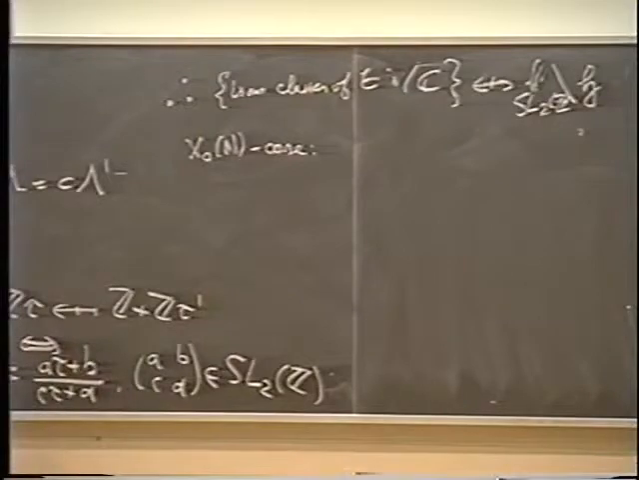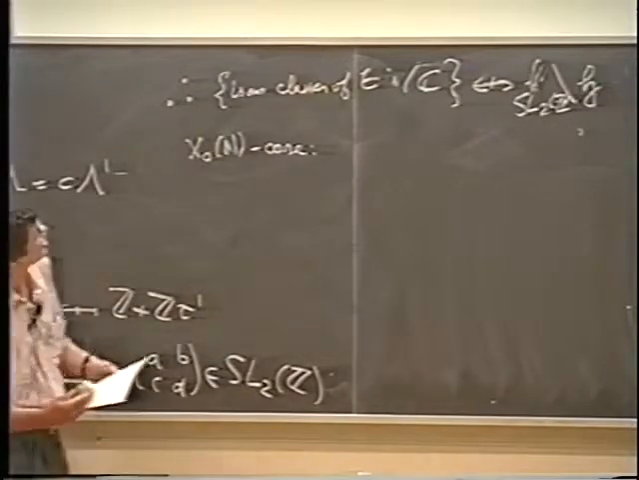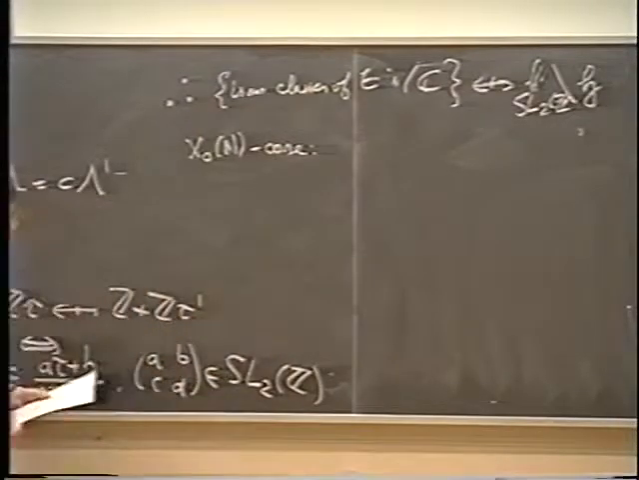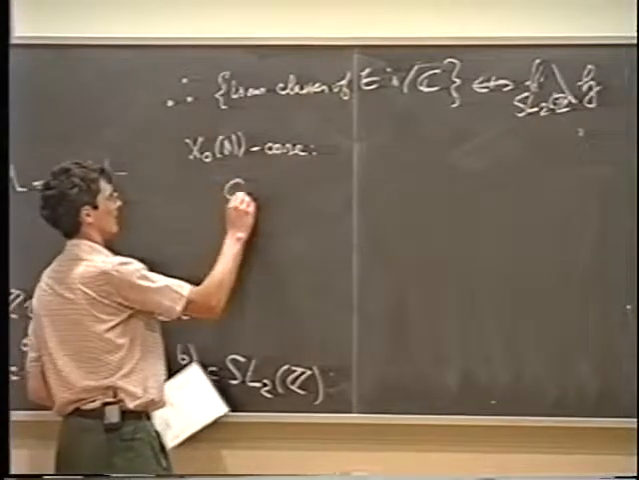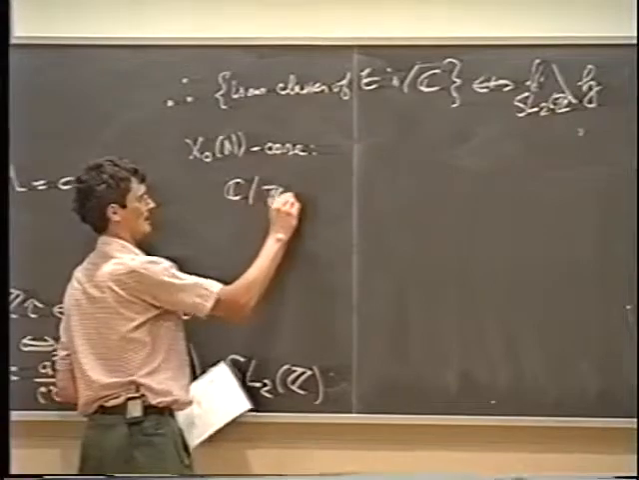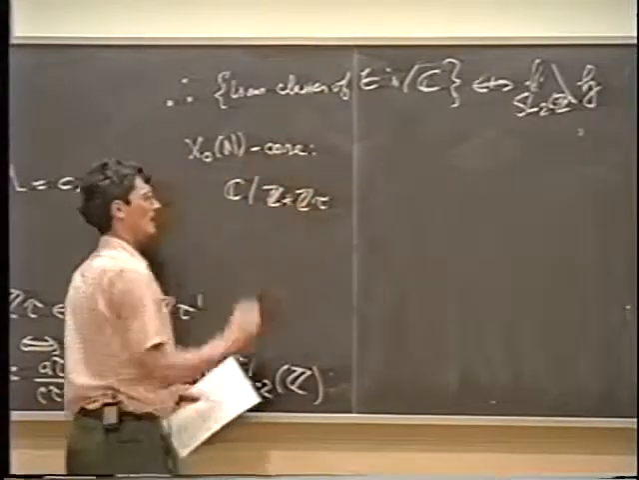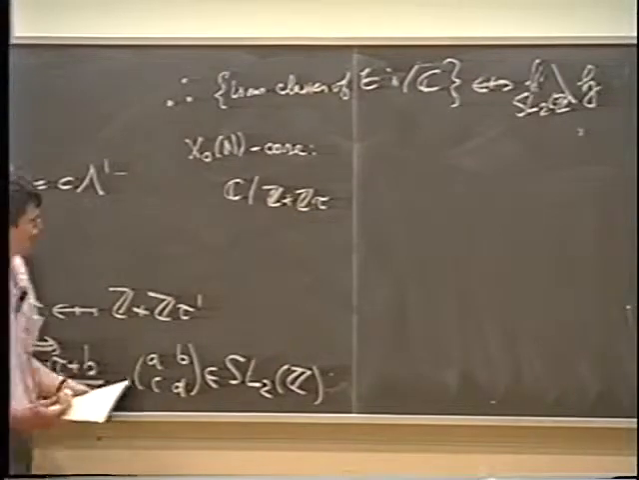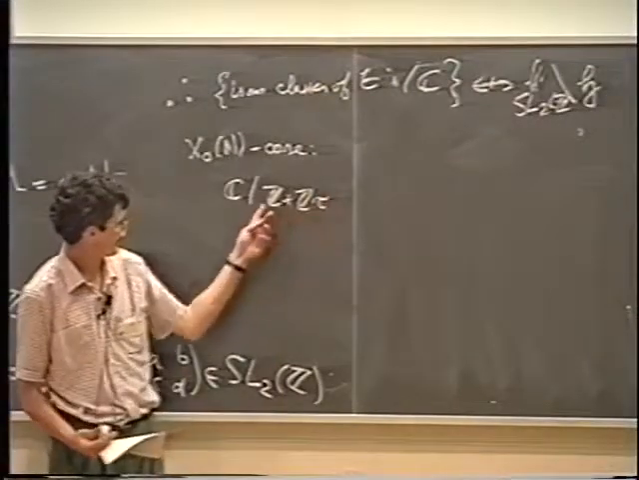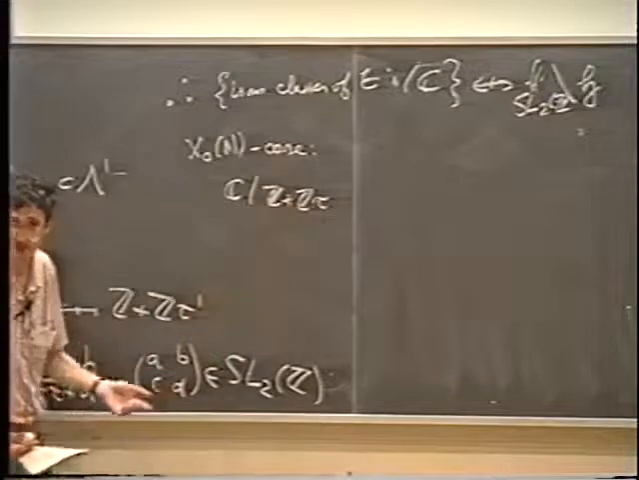Recall x0n had to do with pairs, an elliptic curve and a cyclic subgroup of order n. So what does that mean in our case? It means we have C modulo Z plus Z times tau plus a cyclic subgroup of order n. This means we have something here which we divide by n.